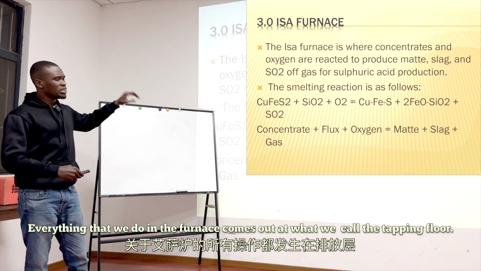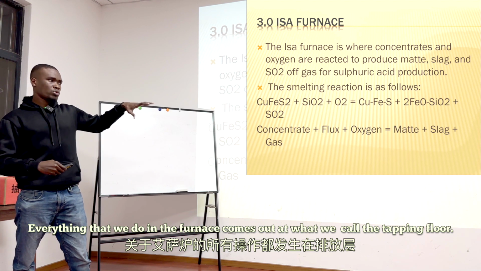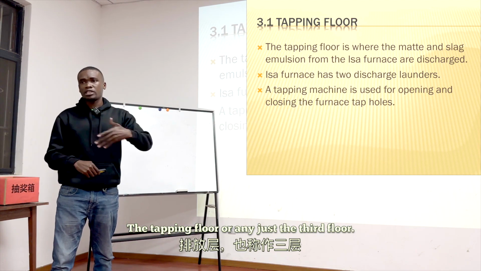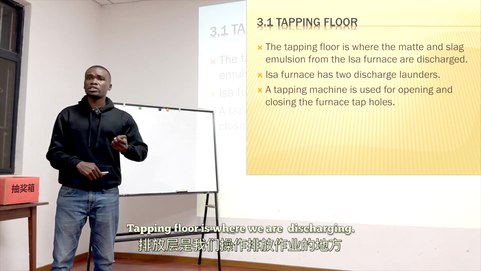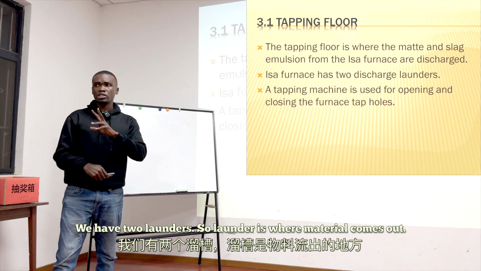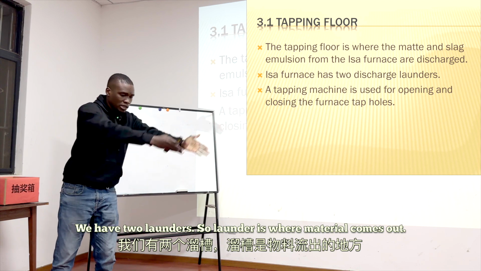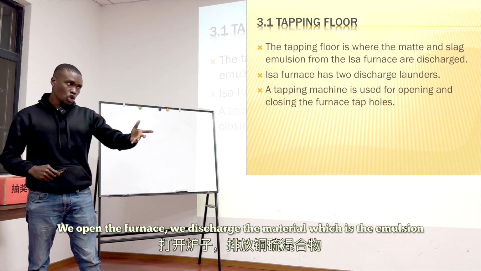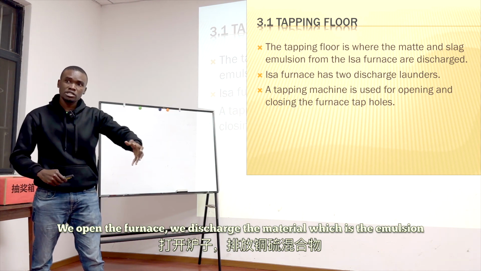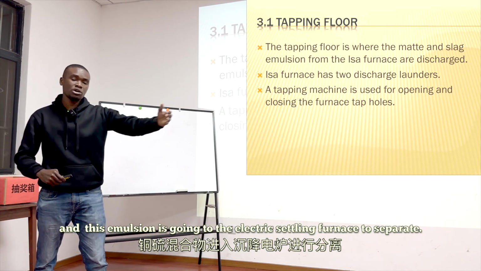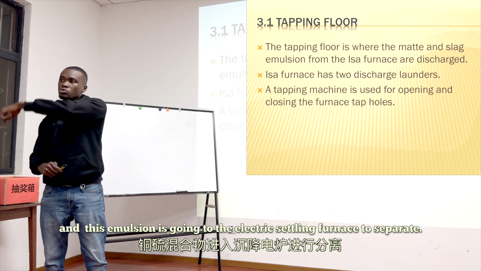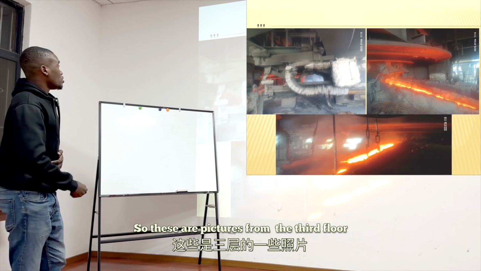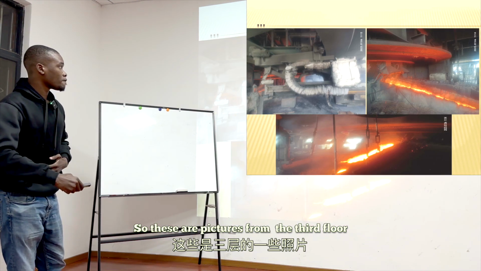Everything that we do in the furnace comes out at what we call the tapping flow, or just say third flow. Tapping flow is where we are discharging. We have 2 launders, where material comes out. To open the furnace, we are using a tapping machine. We open the furnace, we discharge the material, which is the emulsion, and this emulsion is going to the electric settling furnace to separate.